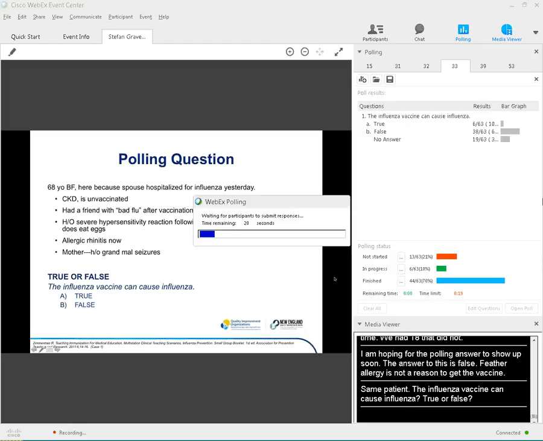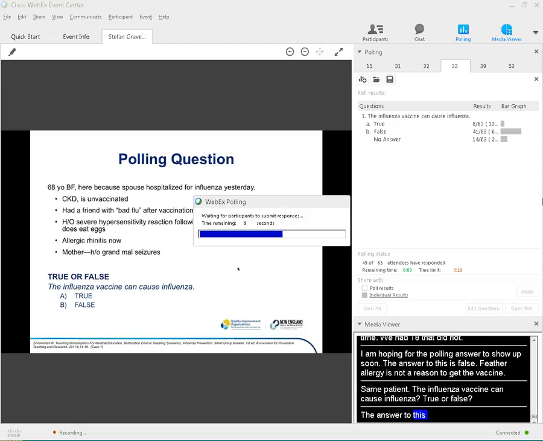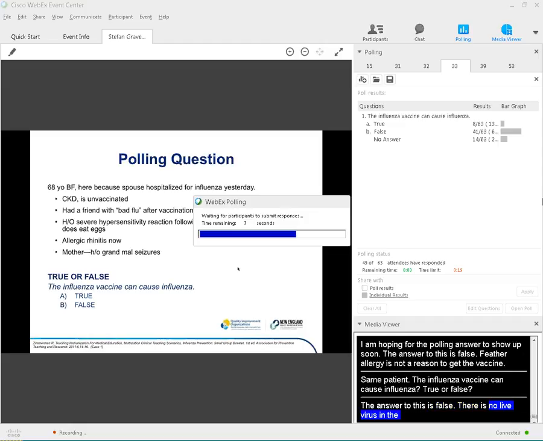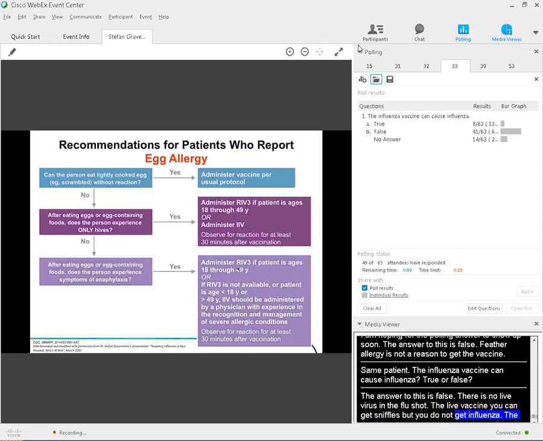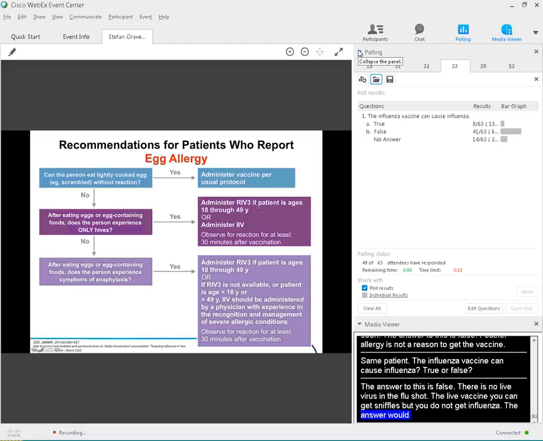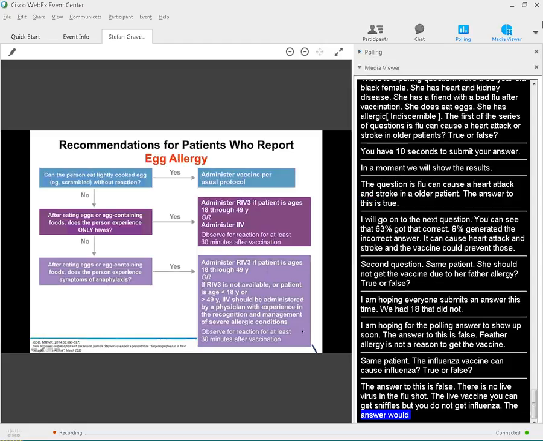Okay, so this is closing it. So we're waiting for the answer. The answer to this is false. There is no live virus in the flu shot. In the live attenuated influenza vaccine, you can get sniffles, but you don't get influenza. So the answer to this would be false. Okay, good. Most of you got that right.